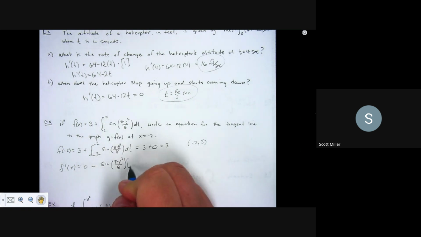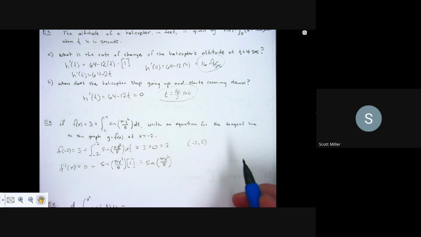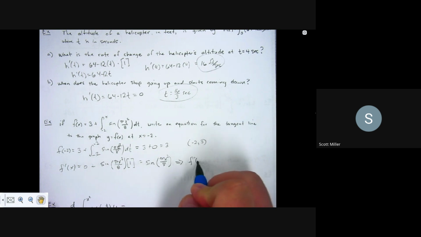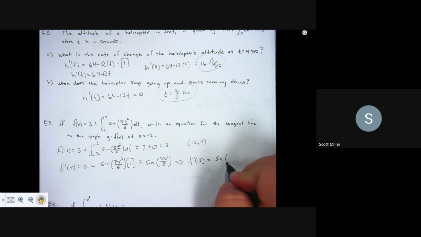And then times the derivative of that. The derivative of that is 1. So there is my f prime, the sine of pi x squared over 8. Okay? And what do I need to do? I need to find this slope at -2. So we plug in -2. We get the sine of pi times -2 squared over 8. That's going to be a 4. That's going to make this a 1/2. So now I have the sine of pi over 2, and the sine of pi over 2 is 1.